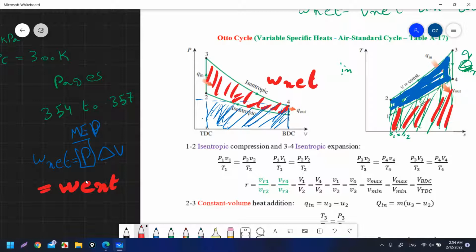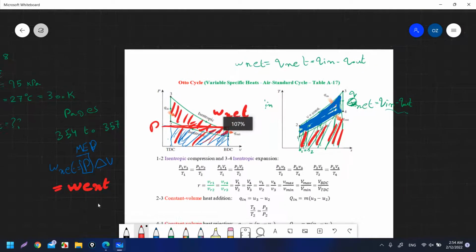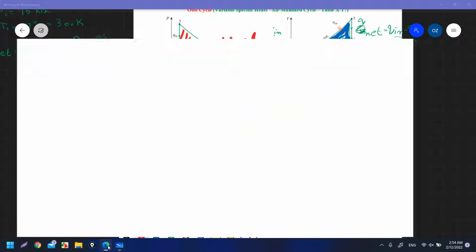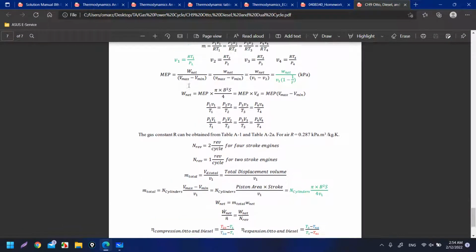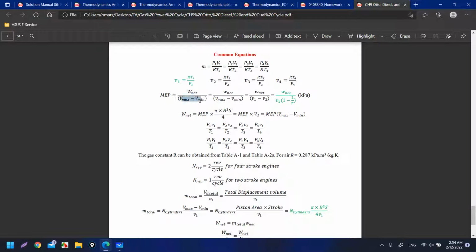We are looking for this one, the mean effective pressure, because sometimes we need something like a constant, so I can calculate it in an easier way, only a rectangle. Okay, that is the mean effective pressure. Okay, so if you see the equation for the mean effective pressure, this one is the equation for mean effective pressure. The work net over the change in volume. Work net equal to the mean effective pressure times the change in volume.